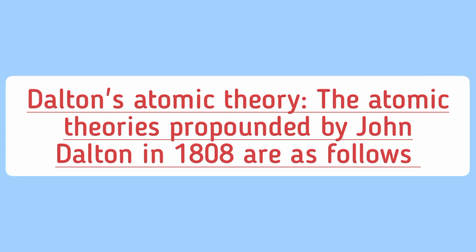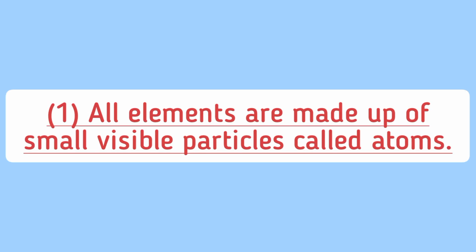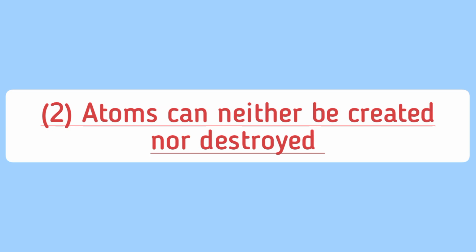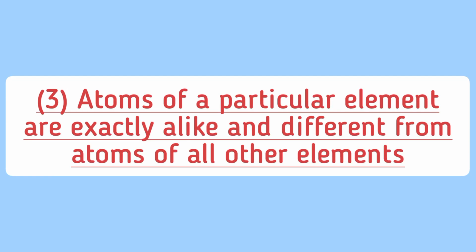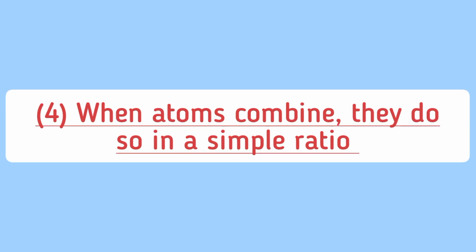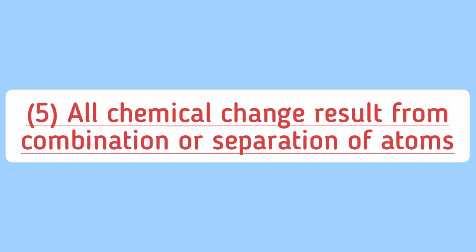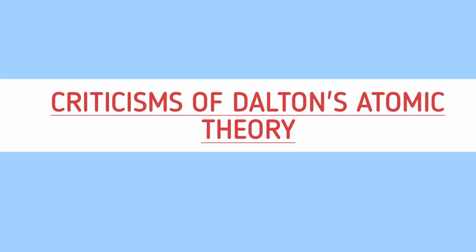Atomic structure. The atomic theories propounded by John Dalton in 1808 are as follows. Number 1. All elements are made up of small visible particles called atoms. Number 2. Atoms can neither be created nor destroyed. Number 3. Atoms of a particular element are exactly alike and different from atoms of all other elements. Number 4. When atoms combine, they do so in a simple ratio. Number 5. All chemical change results from combination or separation of atoms.